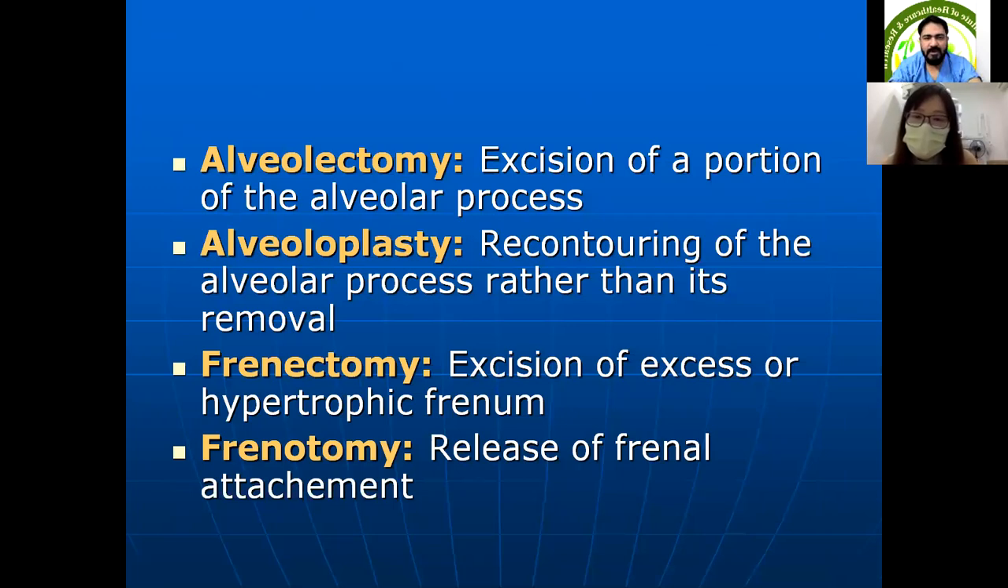There are some procedures known as alveolectomy, excision of a portion of the alveolar process. Alveoloplasty is recontouring of the alveolar process rather than its removal. Frenectomy, excision of an excess of hypertrophic frenum. Frenotomy is release of frenal attachment. See, there is a difference between frenectomy and frenotomy, just like pulpectomy and pulpotomy.